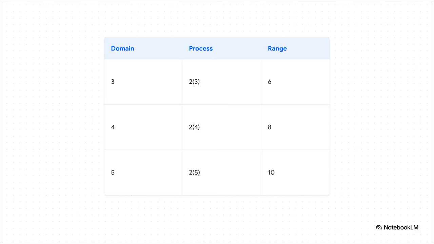And there it is, the big reveal. This process column shows us the secret. To get from 3 to 6, we just multiply by 2. From 4 to 8, same deal. From 5 to 10, yep, you guessed it, multiply by 2 again. That simple, consistent action, that's the hidden pattern we were looking for.